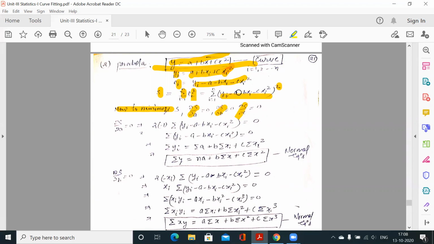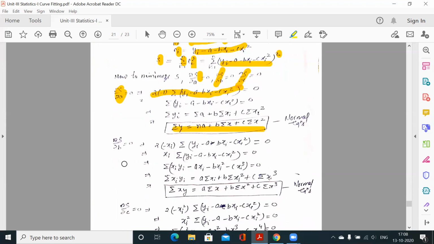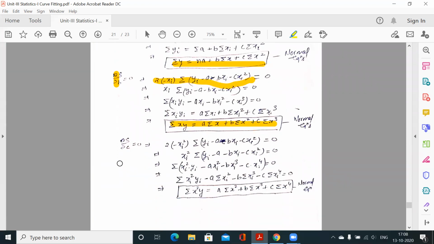So here we have three unknowns a, b, c. So we have three first order derivatives: del s over del a is equal to 0, del s over del b is equal to 0, del s over del c is equal to 0. First we have to differentiate with respect to a, so we will get this equation. Solving this, you will get the first normal equation. Similarly for the second, we have to differentiate s with respect to b, so we will get this normal equation. After simplifying we'll get this. Similarly for the third, del s over del c is equal to 0, we will get the third normal equation.